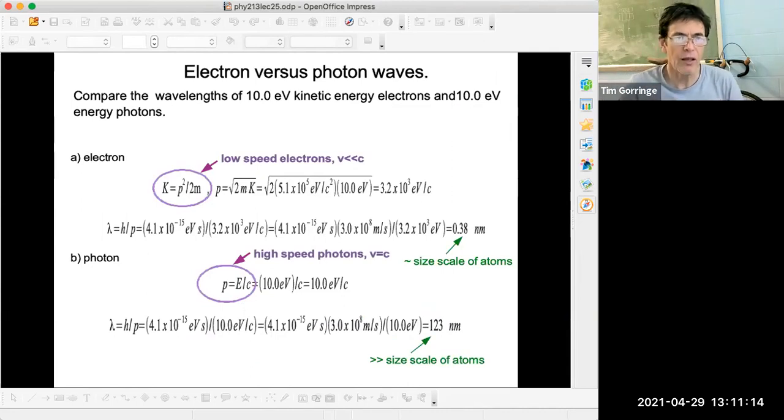Okay, so as an example calculation related to electrons having waves and photons having wavelengths, let's compare, to get a sort of scale of things. Let's imagine that we've got in the lab here, or I've got in my office here, an electron and a photon, and they both have energies of 10 electron volts. Electron kinetic energy is 10 electron volts, and the photon's energy is 10 electron volts.